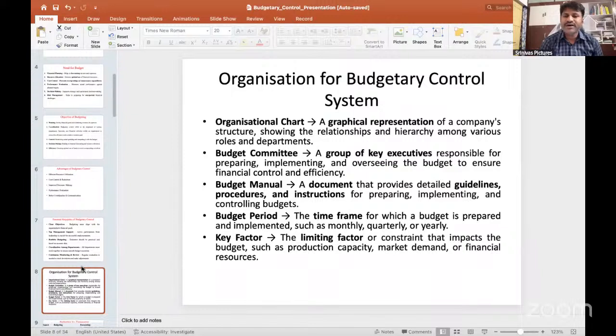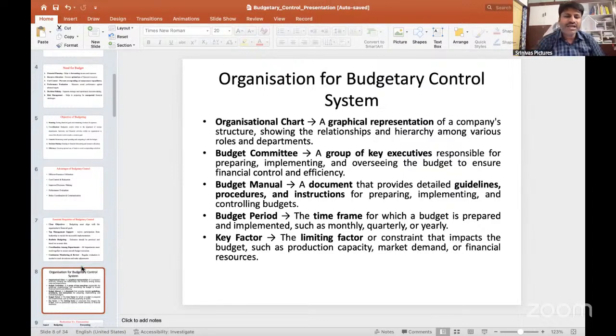Organizational budgetary control system. The organizational budget control system includes organizational chart, budget committee, budget manual, budget period, and key factor. So this budget control system considers these factors. Organizational chart means what? It is a graphical representation of the company structure, showing the hierarchy and relationships among the various roles and departments.